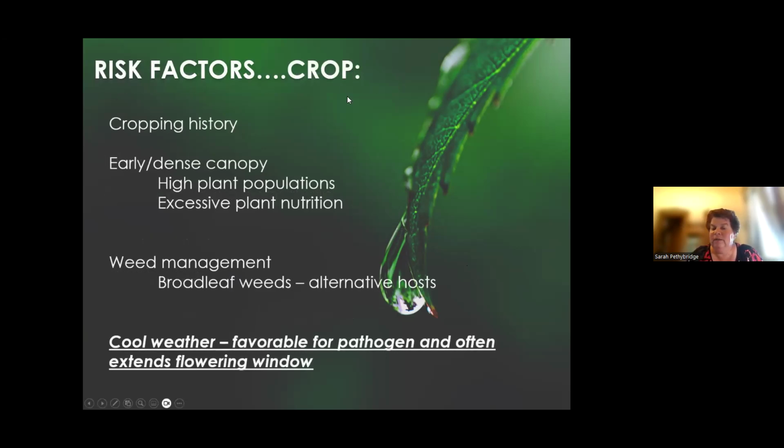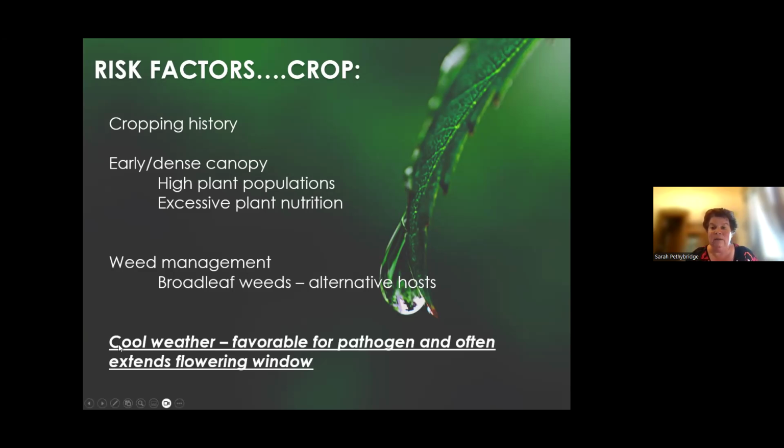So in terms of the risk factors to the crop, a cropping history, like a higher frequency of crops in that field that will be susceptible to white mold, which is most of our field and vegetable crops. If the particular crop has an early or dense canopy closure, high plant populations or excessive plant nitrogen, that also exacerbates the risk of white mold. And weed management, of course. So if there's a lot of broadleaf weeds, even when we've grown non-susceptible hosts, like corn and cereals, then they may also serve as alternative hosts to keep the inoculum going in that field.